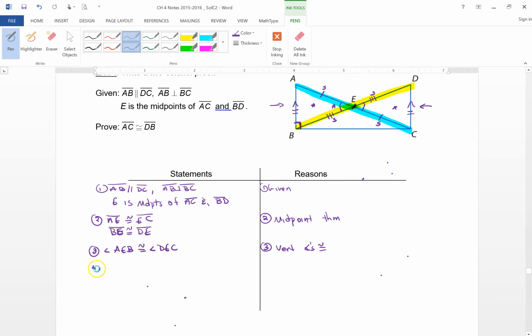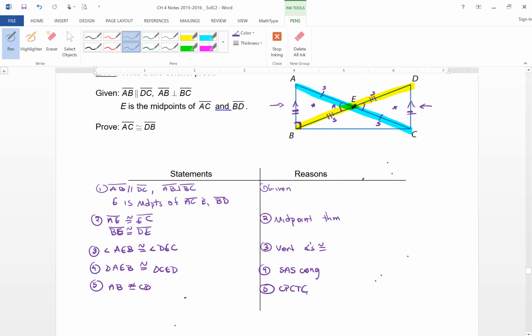So I say triangle AEB is congruent to triangle CED, SAS congruence. Okay? Now, that means that AB here and CD are congruent, right? So these two on the edge are congruent because of CPCTC. Any questions so far?